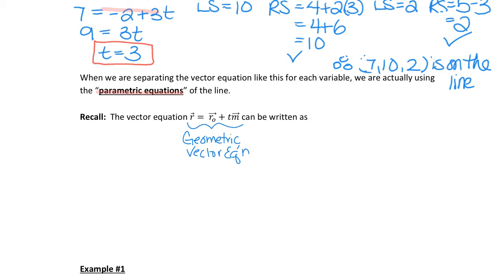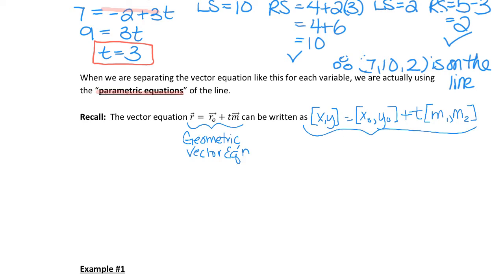And this can be written as (x, y) is equal to (x naught, y naught), so that's just a point, plus t times (m1, m2), that's our direction vector, right? And this one here is our algebraic vector equation. Okay, so we have those two.